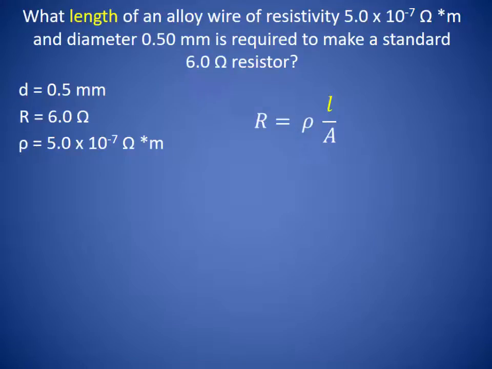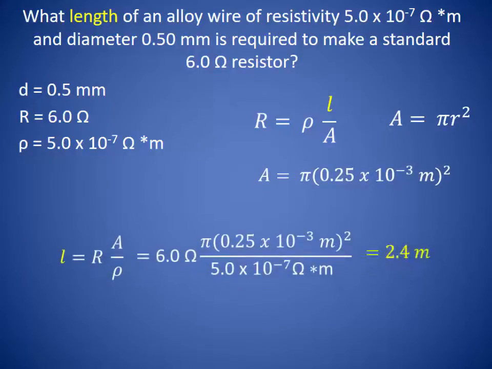So say we want to find the length of an alloy wire with a resistivity of 5.0 × 10^-7 ohm meters. It has a diameter of 0.5 millimeters, and it is required to make a standard 6.0 Ω resistor. Here we are looking for the length of the wire. When we look at our equation, we probably immediately notice that it does not include a variable for the area. It is fairly common for wire to be marked according to its diameter, and with a little math, it is a simple matter to find the area. Then we can rearrange our resistance equation to solve for the length, since we know all of the other variables. We find that we need 2.4 meters of wire.